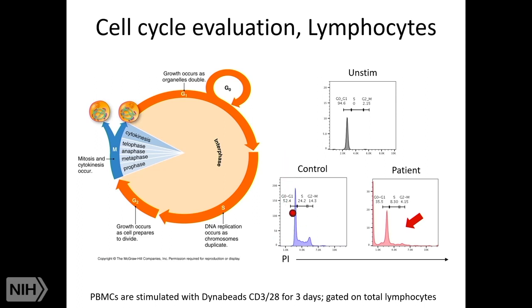And here you have a control. Here you have almost 50% of the cells in G0, G1. And here you have the S phase, 24%. And here you have the G2 and the mitosis, 14%. You can see how different the patient is from the control.